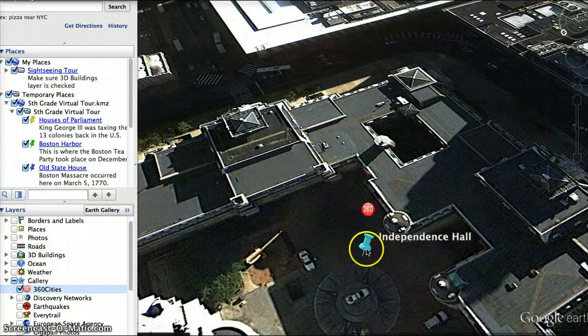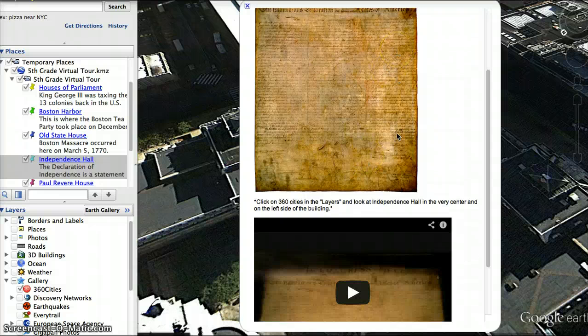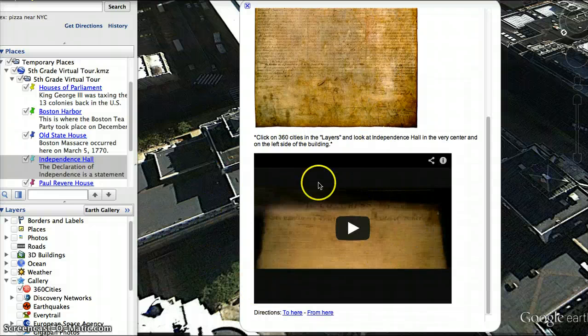So now if we click on this pin again, there is a short video clip from National Treasure that shows the Declaration of Independence and gives a quote. So we're going to watch that as well.